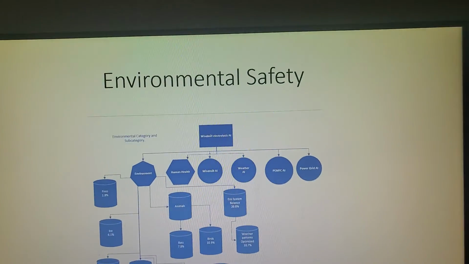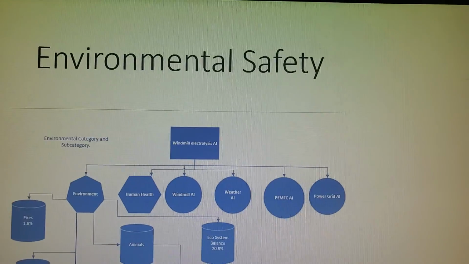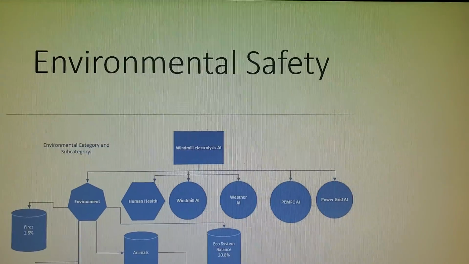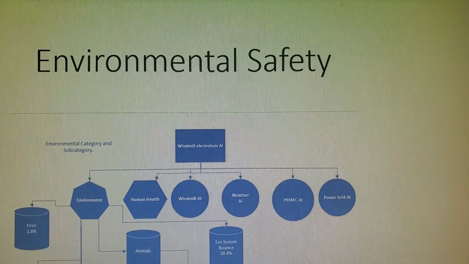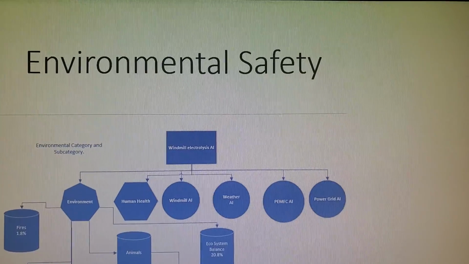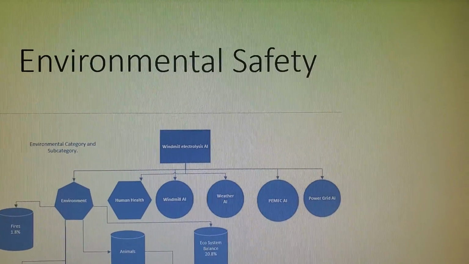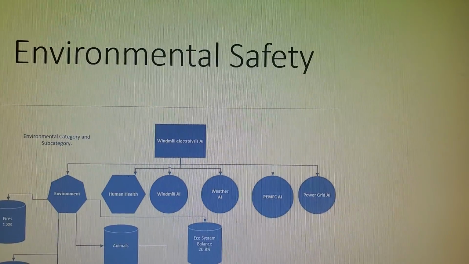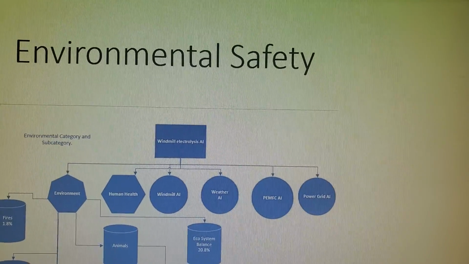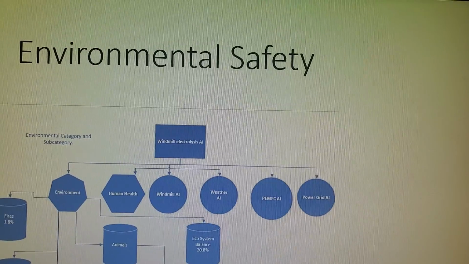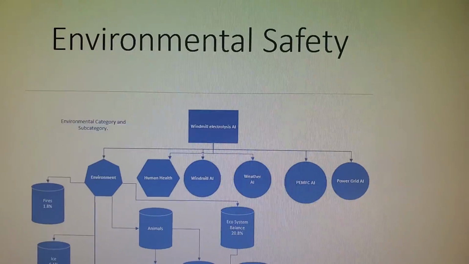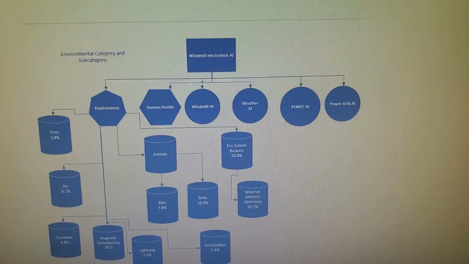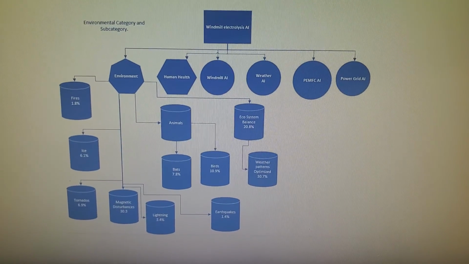So if you look at the top of this flow chart, we have this windmill electrolyzer, and then I have 6 categories that come off of it first. It's environment, human health, windmill AI, weather AI, PEM fuel cells AI, and the power grid AI. So I wanted to break down the environment first of this flowchart.